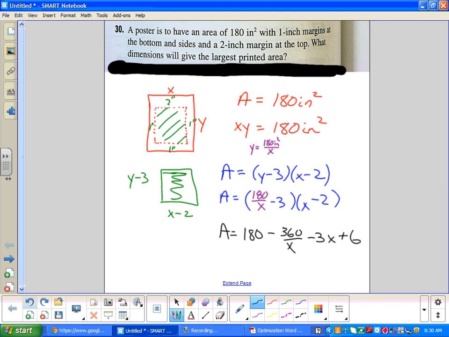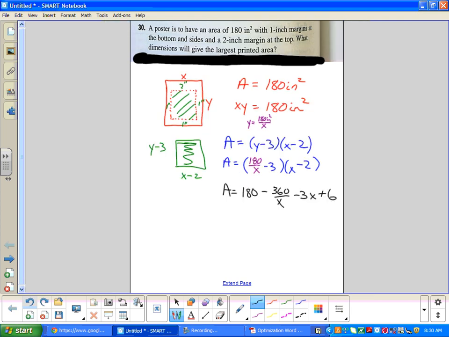I get this. Now, I am very good at derivatives because I'm old and done a ton of math. I'm not even going to combine like terms, even though I know it's 186, but what's the derivative of 180 and what's the derivative of 6? 0. The derivative of 360 over x, that is negative 360 x to the negative 1 in our heads. Derivative of that is 360 x to the negative 2. Derivative of negative 3x is minus 3.